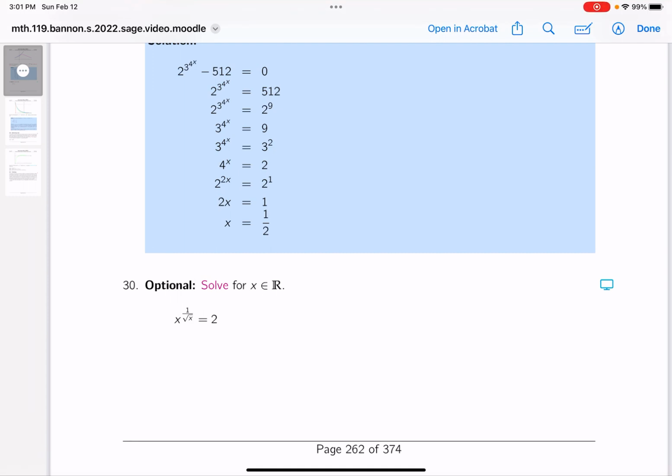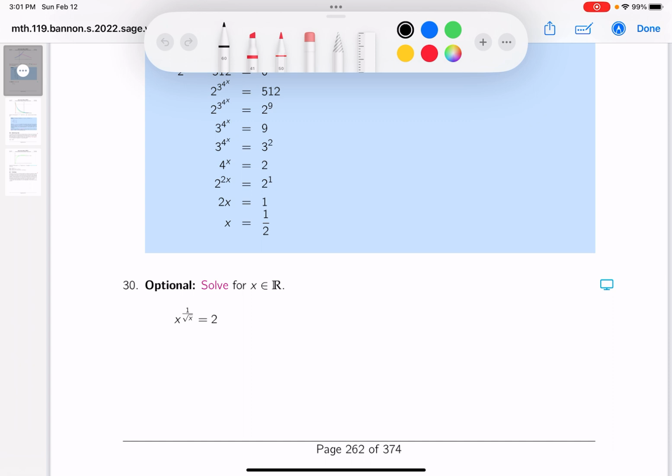Okay, so for problem number 30, it doesn't look easy, but rest assured that these problems are written to really give you nice numbers. So the first thing I would recommend doing is basically thinking about it. It's x raised to a power.